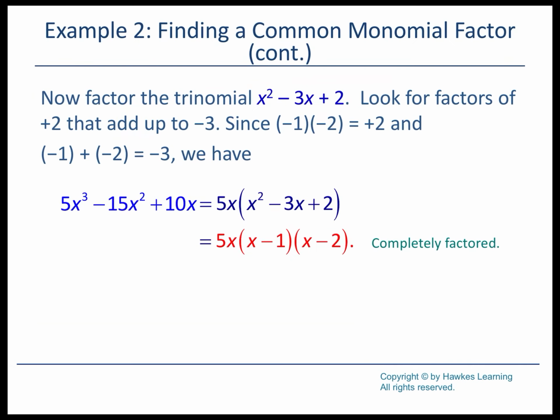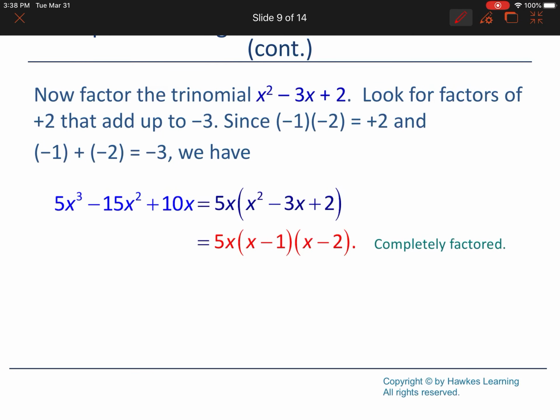Now, don't forget this part we factored out. The part that we factored out, the 5x, that's got to be part of the answer. Don't forget that part. Sometimes people factor it out and then forget that it exists and leave it out. But when you multiply this out, it has to be right back to where it started. And so this is completely factored.